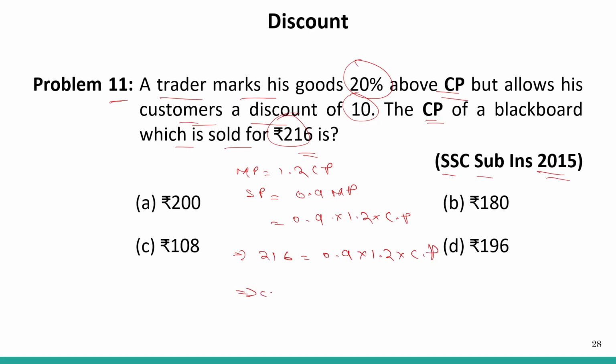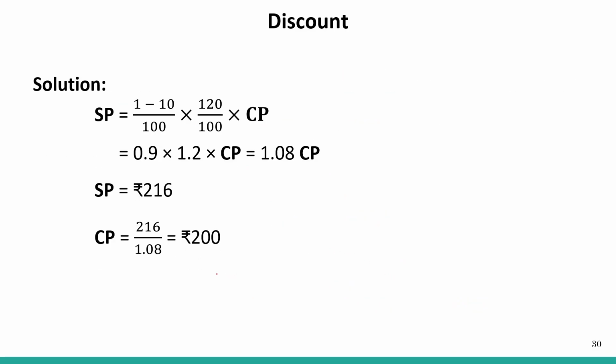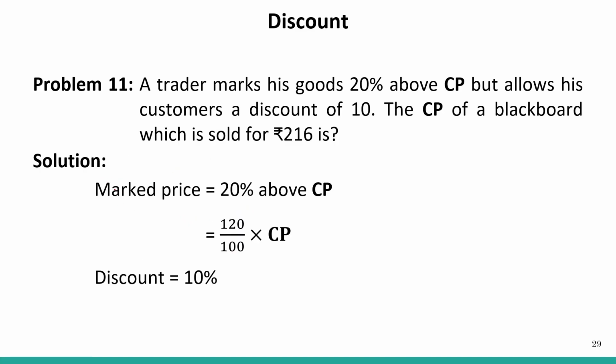So CP is the only unknown here. So CP is equal to what? 216 by 0.9 into 1.2. So this is equal to nothing but 216 into 100 by 9 into 12. Okay. So solving this, what we are left with is 200 rupees.